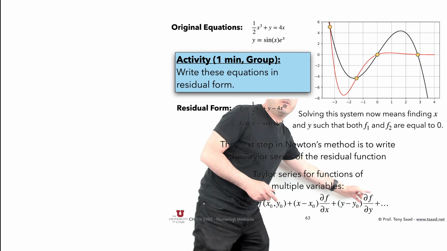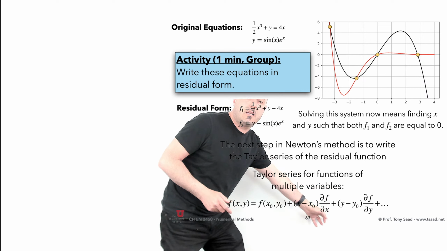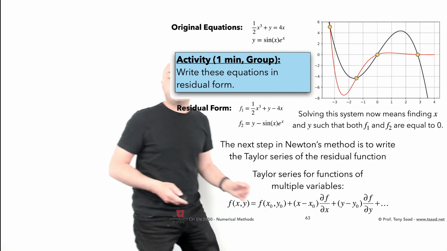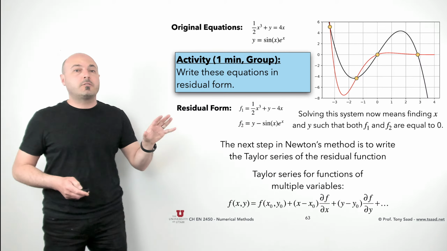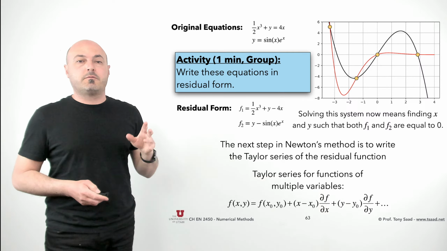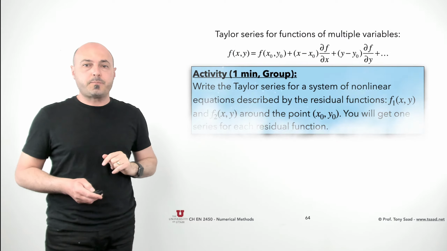So there's a typo here. Those two derivatives are missing that they need to be evaluated at x0 and y0. So now that's the recipe for a Taylor series for a function of two variables.